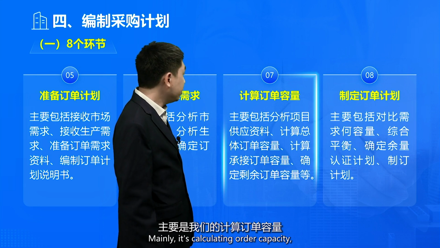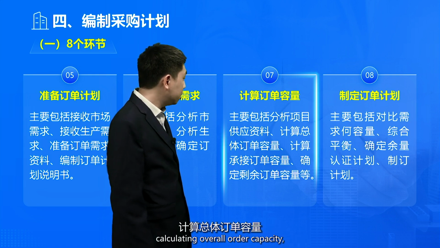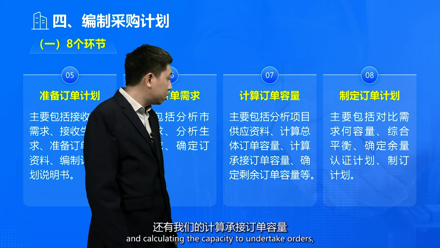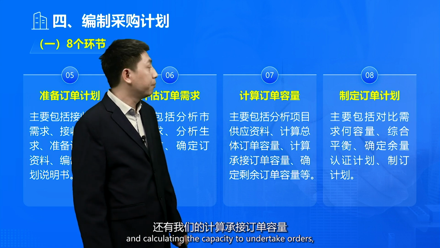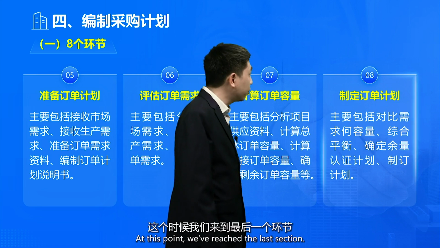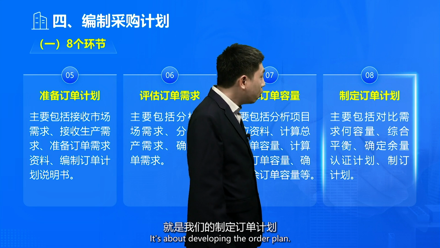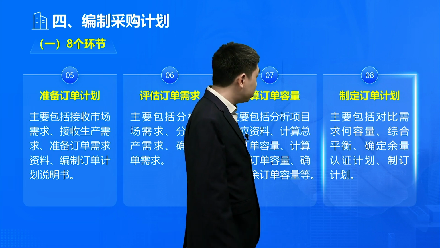Now, what is the seventh section about? Mainly, it's calculating order capacity, which includes analyzing project supply data, calculating overall order capacity, and calculating the capacity to undertake orders, determining the remaining order capacity, etc. At this point, we've reached the last section. What is it? It's about developing the order plan.